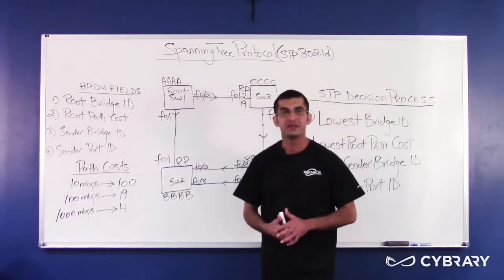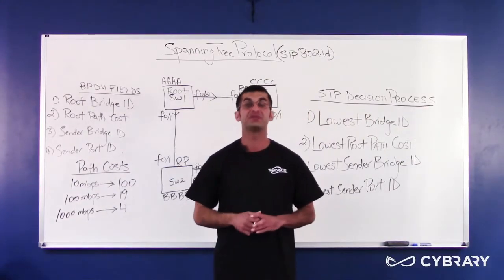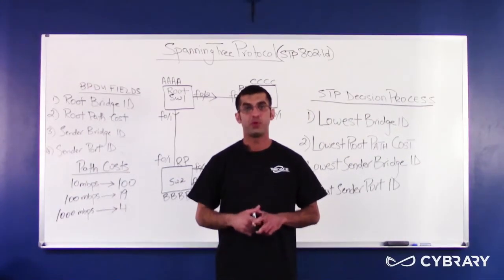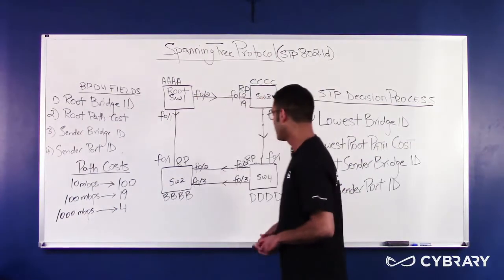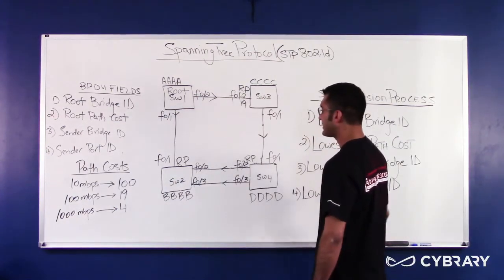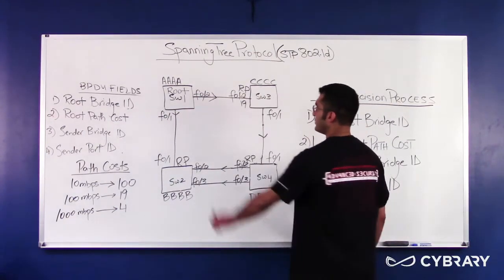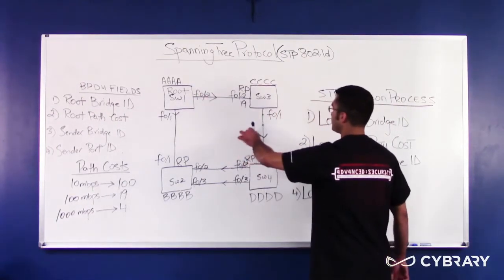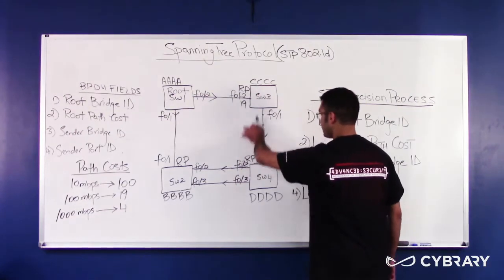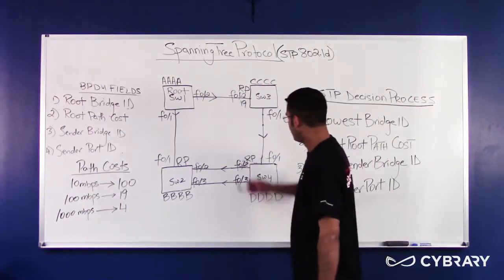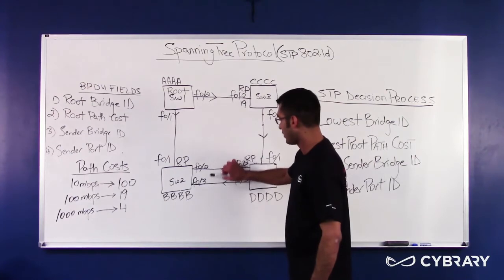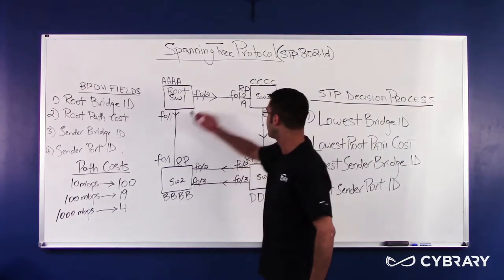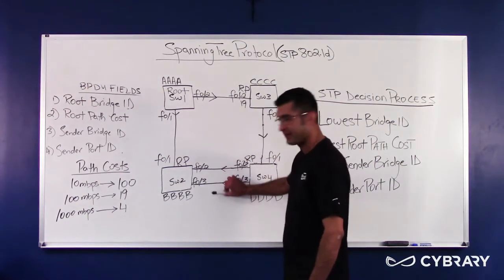The last step in the spanning tree convergence process is to elect one designated port per segment. So, as I mentioned earlier, there are 5 segments in this topology. Between switch 1 and switch 2, between switch 1 and switch 3, between switch 3 and switch 4, this link between switch 3 and switch 4, and the 2 links between switch 4 and switch 2. So 1, 2, 3, 4, 5.